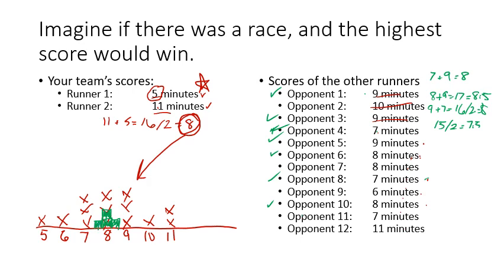Opponent 11 and 12. If we were in a classroom, we could do this together. We have this opponent 11 and opponent 12. 11 plus 7 equals 18. Divided by 2 equals 9. Let's plot the 9. Let's take opponent 9 and opponent 7. We have 6 and 8. 8 plus 6 equals 14. Divided by 2 equals 7. Let's plot the 7.